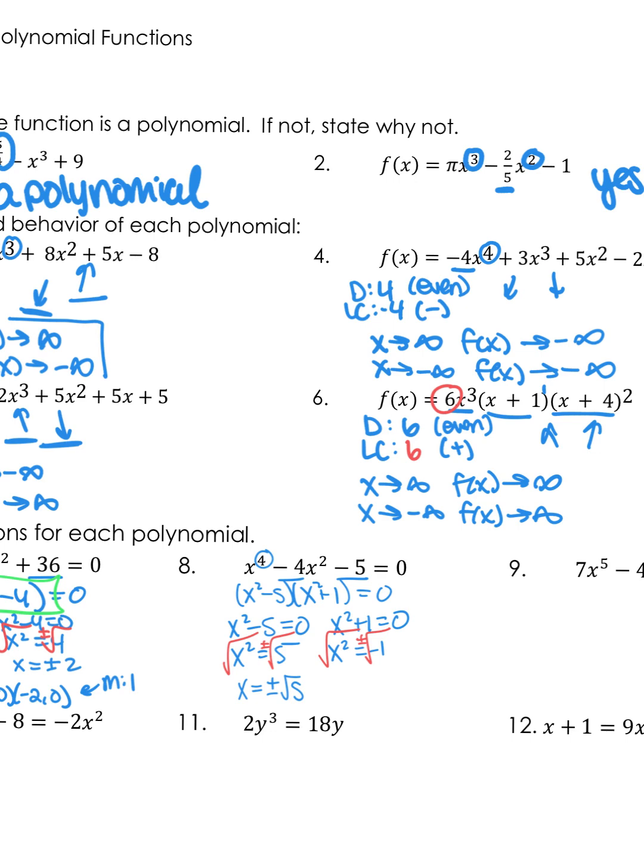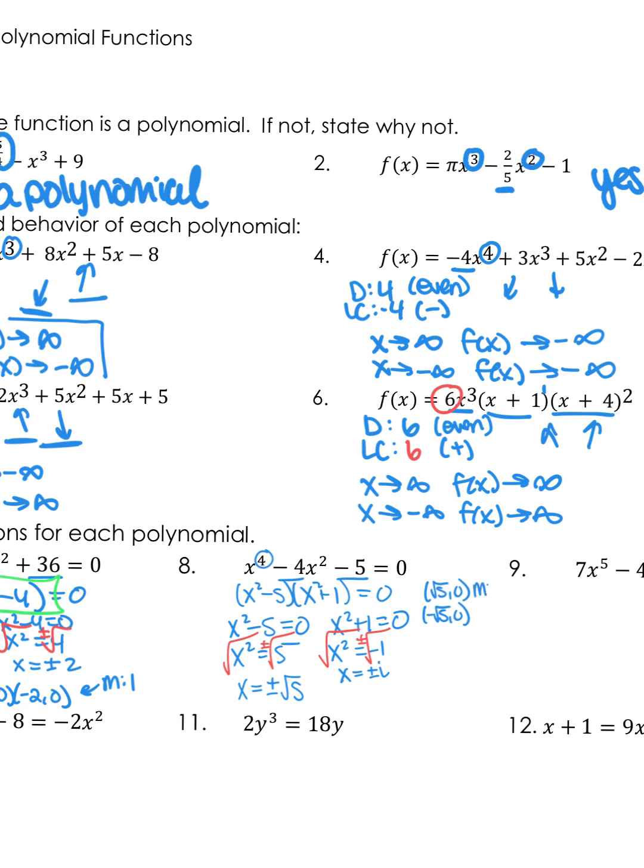But here the square root of -1 will be i. So here we'll have plus or minus i. So these are imaginary solutions. So there's no zeros for those imaginary solutions. But for this guy we'll have (square root of 5, 0) and (negative square root of 5, 0).